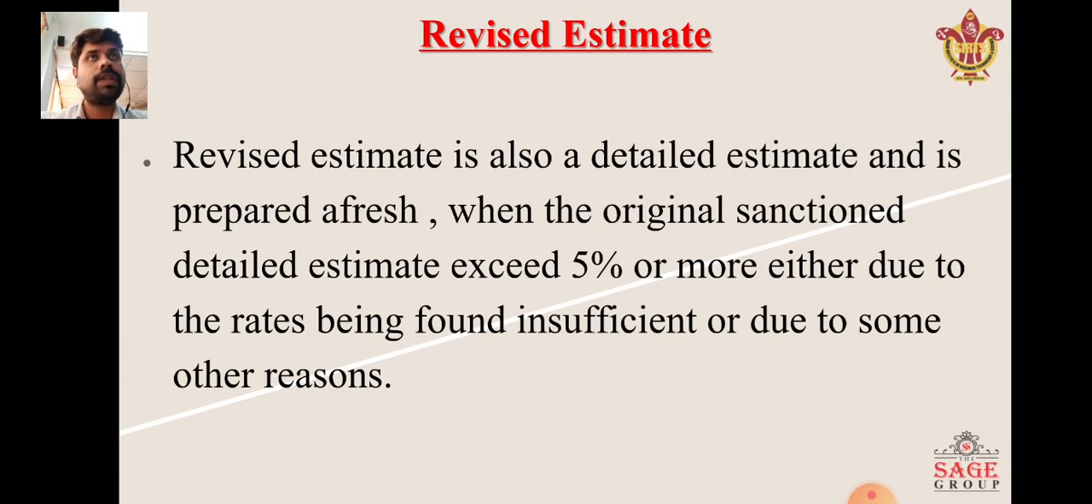As we all know, the rates of the material and other components change very frequently. So if we have already sanctioned a project or an estimate, and that exceeds 5% due to insufficient rates being found, then at that time we have to revise that estimate. So we have to revise the rates of the estimate, and we have to take the sanction again, for which we have to file this revised estimate.